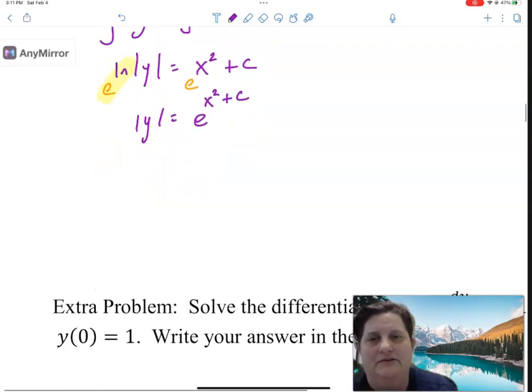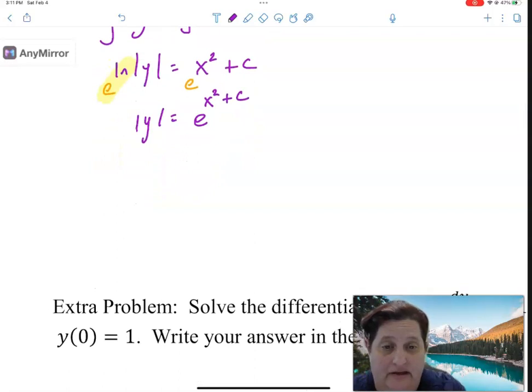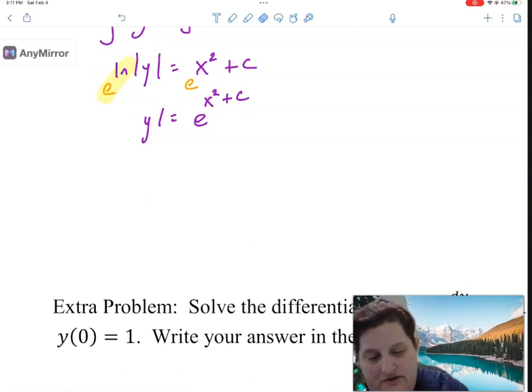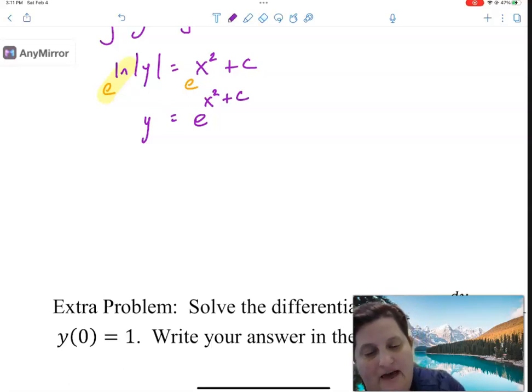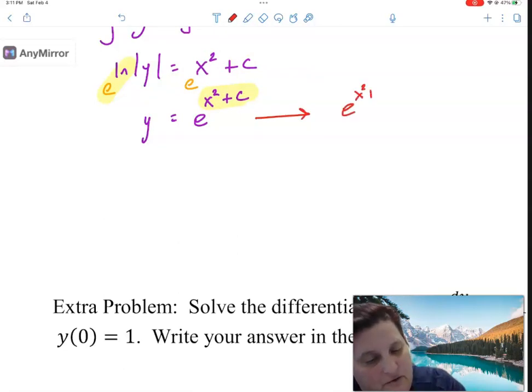Okay, a couple of things, you guys. E is only ever positive. E cannot be negative without a negative in front of it. E is positive, so I can get rid of those. The other thing, we talked about this, but let's see if you guys remember. E to the x squared plus a constant is the same thing as e to the x squared times e to a constant. And that's simply another constant.